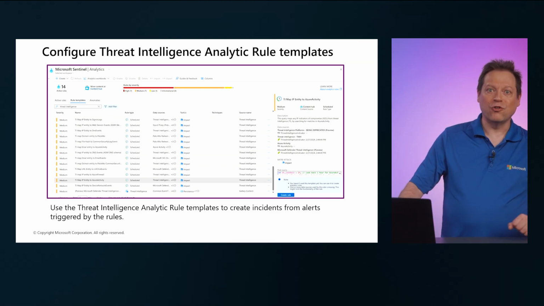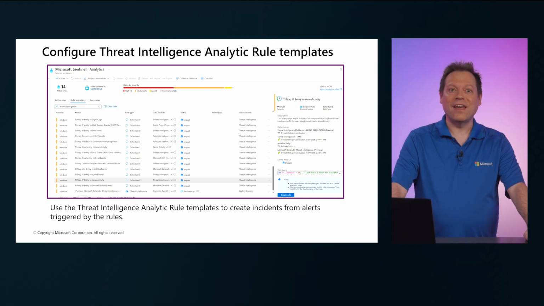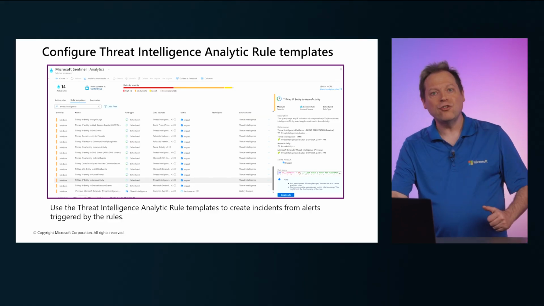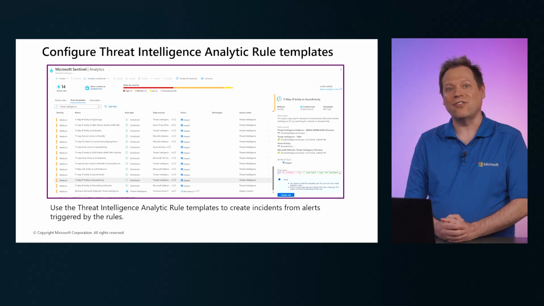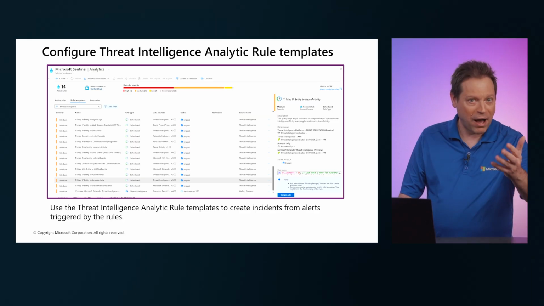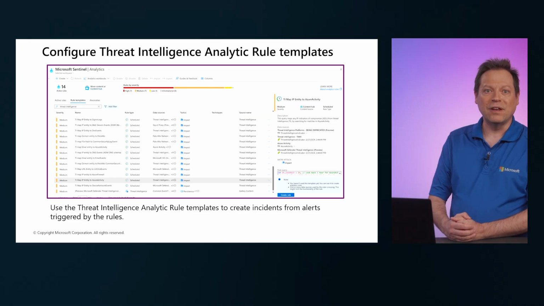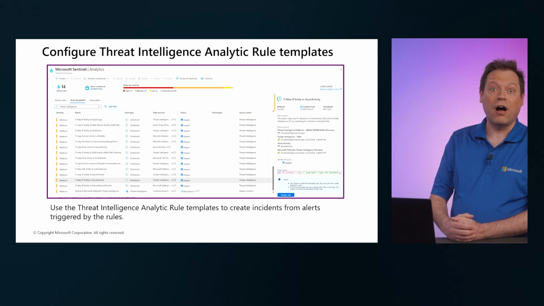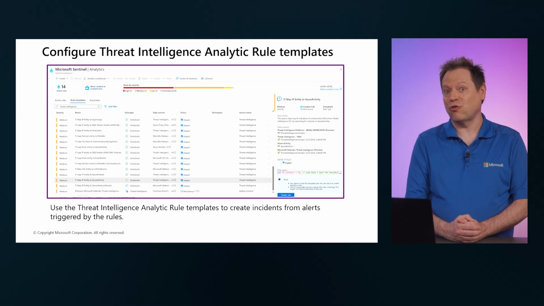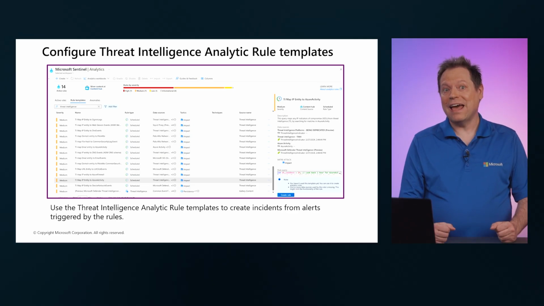With indicators flowing in, the next step is enabling detection. Threat Intelligence analytic rule templates allow you to create alerts and incidents when a log event matches a known indicator. By enabling and tuning these templates, Sentinel can automatically surface activities that align with known malicious infrastructure, helping analysts focus on high confidence threats.